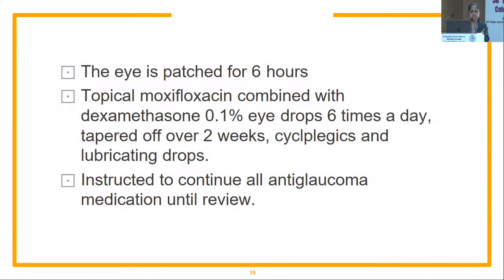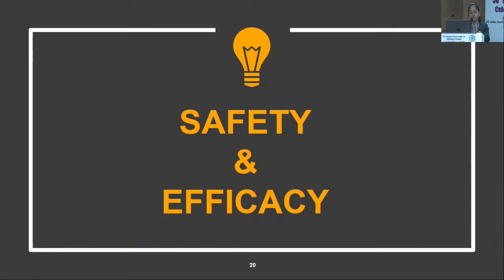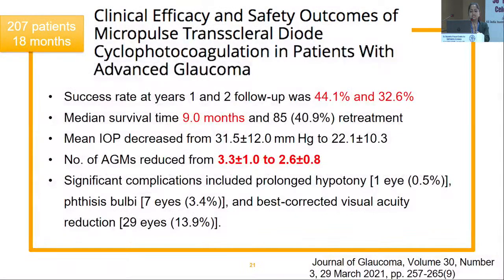The eye is patched for 6 hours, and topical antibiotic steroids and cycloplegics are given. The patient continues all anti-glaucoma medications till you see the drop in IOP, and they are gradually tapered off. So it is an efficacious technique, and does give you about 20 to 25% reduction in IOP. However, you have to know that it is not completely safe.